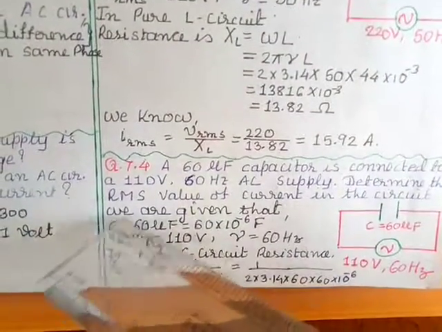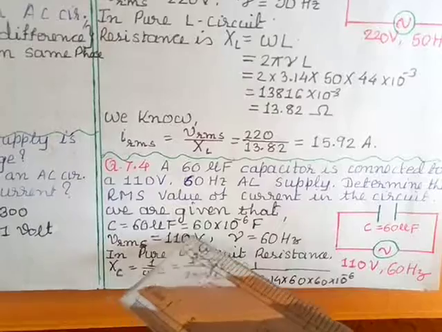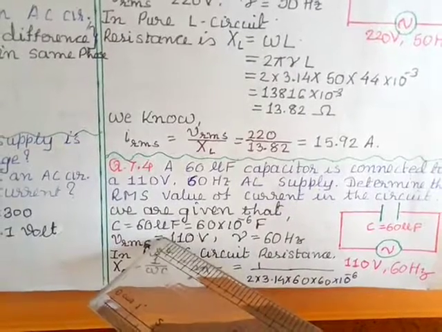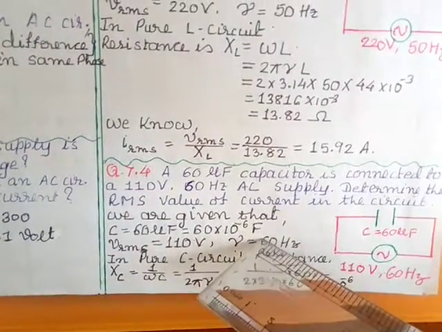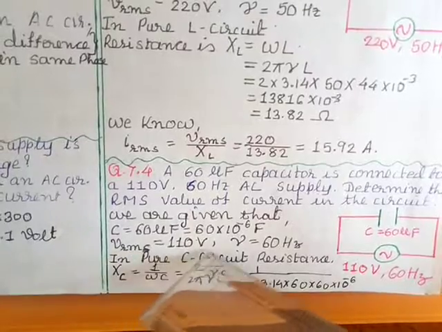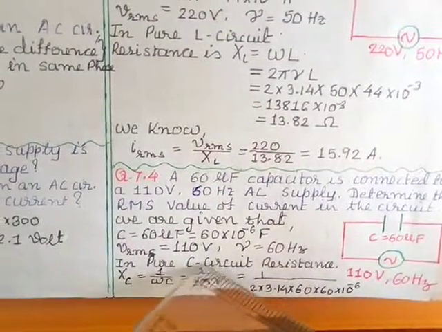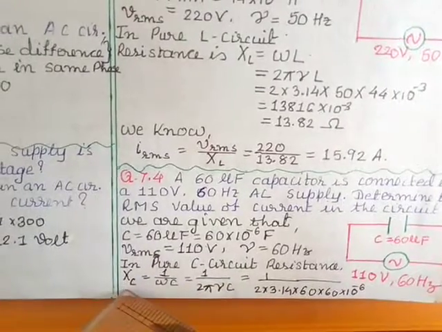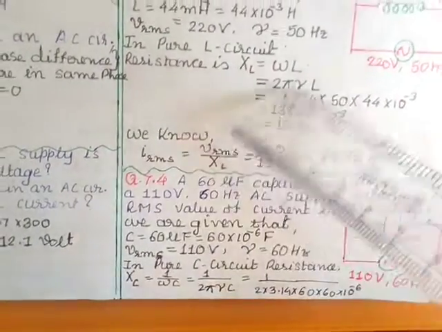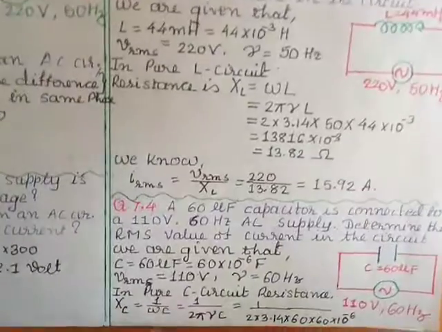We are given C equal to 60 microfarad. Convert microfarad into farad by multiplying by 10 to the power minus 6. VRMS is 110 volt and frequency is 60 Hz. In a pure C circuit, that means a capacitive circuit, the resistance is Xc equal to 1 by omega C. Here it was omega L, here it is 1 by omega C.